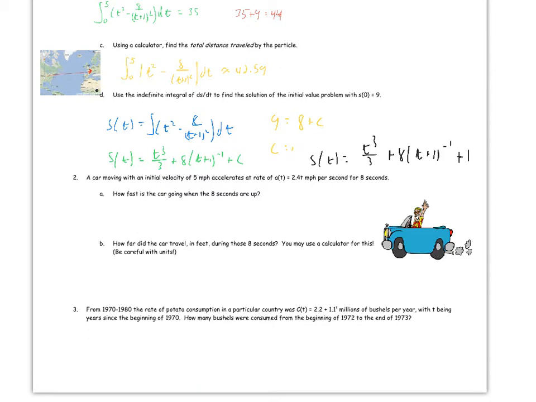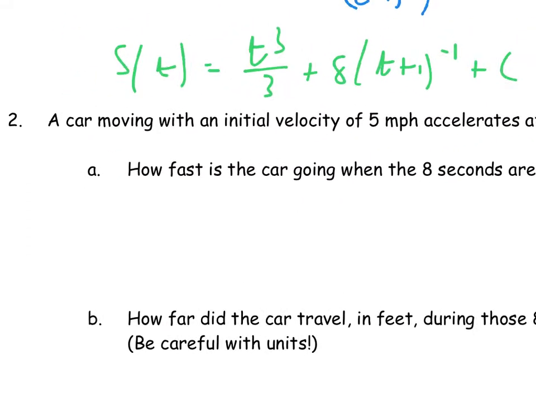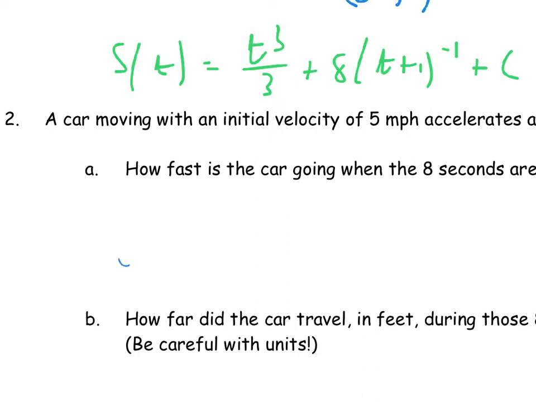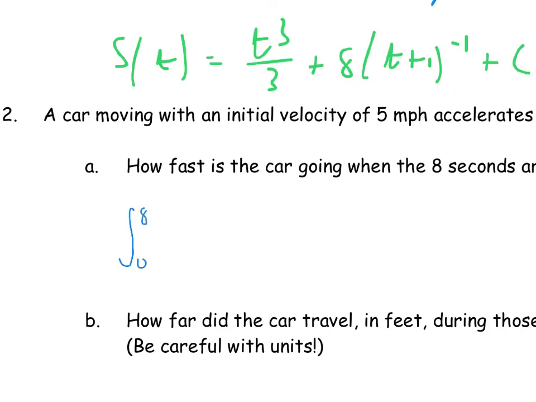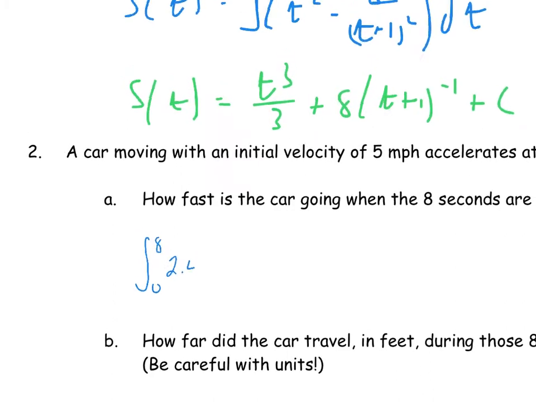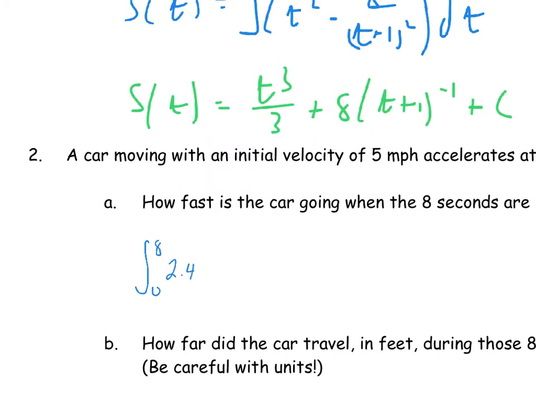Remember, to find the amount of change of anything, you integrate its rate. Well, the rate of change of velocity is acceleration. So we do the integral of acceleration from 0 to 8 to find the change in velocity. Oh man, I do not know what's going on with the writing. And then add in the initial velocity. So the integral gives me the change in velocity. Add the initial velocity.